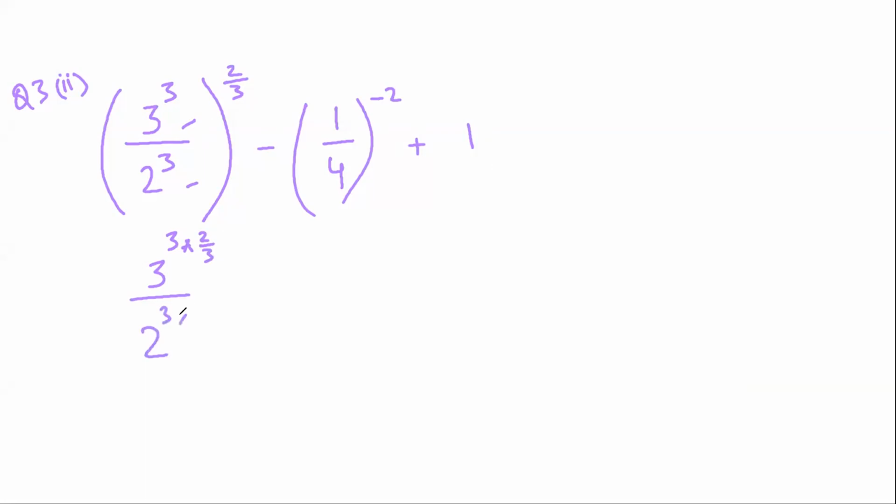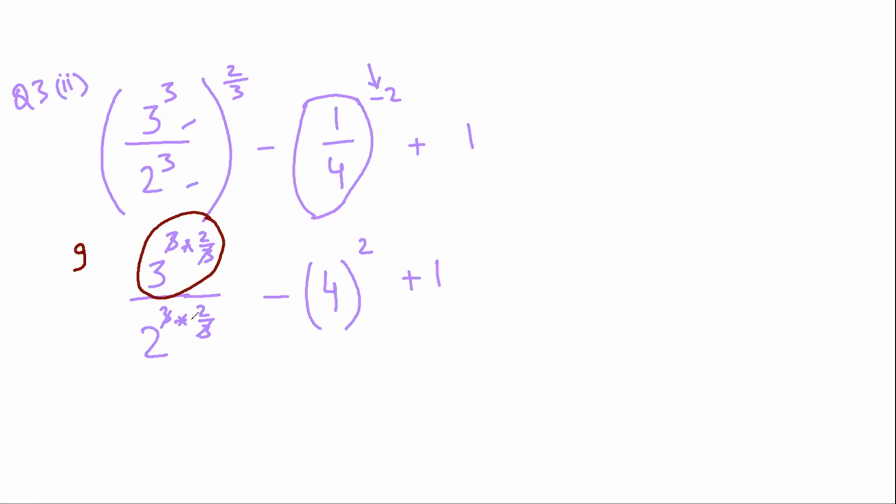This 3 will get multiplied by 2 by 3. Minus. I'll use this negative to take a reciprocal of whole of this number. Whole of this number, reciprocal is 4. And there will be a 2 outside. And there is 1. This gets cancelled. We have 3 square. This whole would be equal to 3 square or 9. This would be equal to 2 square or 4.